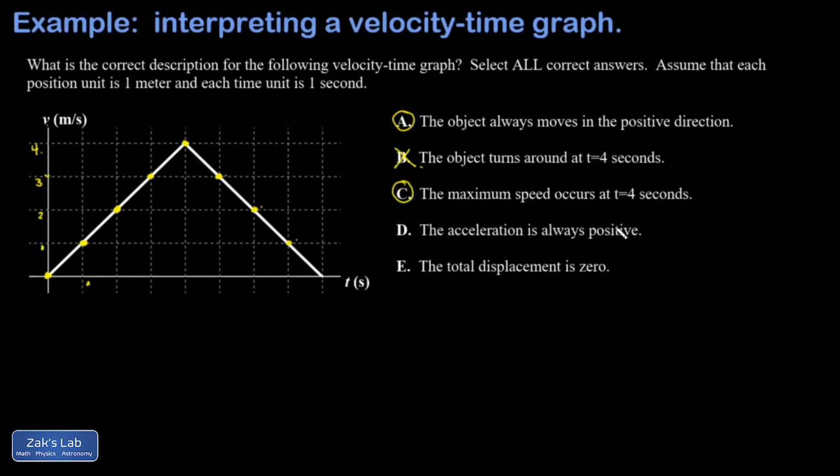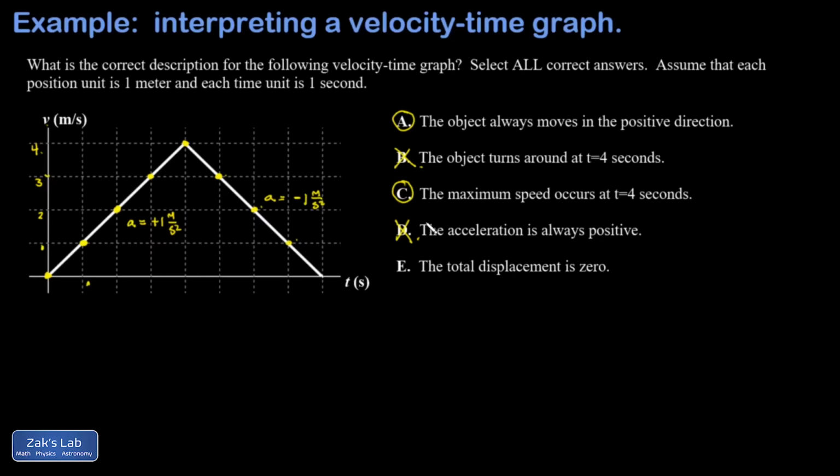Option D, the acceleration is always positive. That's false. Remember, the acceleration is given by the slope of the velocity time graph. And that means during this first leg, where I have a slope of positive 1, the acceleration is plus 1 meters per second squared. In the second leg, a is going to be negative 1. The acceleration points to the left, if you like, while the velocity points to the right, and that's why we see the object slowing down. So the magnitude of the acceleration was the same, but the direction flipped.